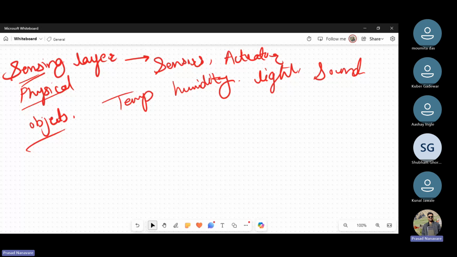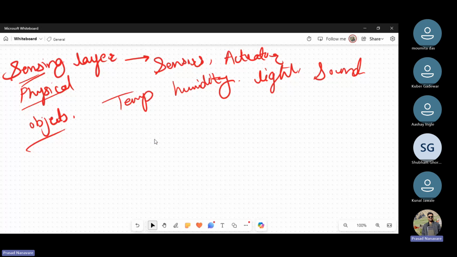Any physical parameter. It could be a wired or wireless communication protocol that connects these devices together in the networking layer. So this is the first layer, the sensing layer. It's called the sensing layer because it has the sensing physical objects put together.